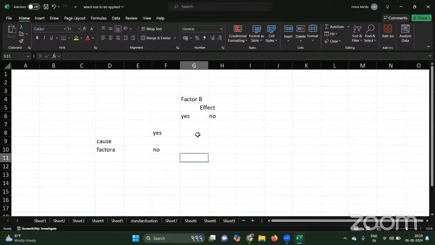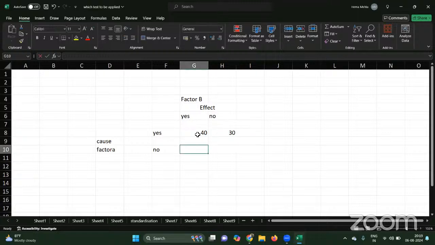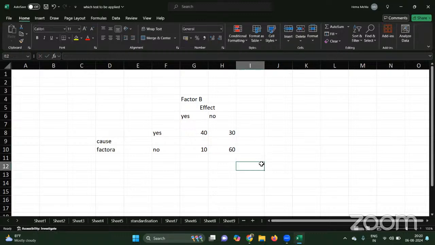Now, when I keep random data over here, 40, 30, and 10, and 60. If I have this data, then let us say what it could be. What can be inferred from such data? What are the likely things?